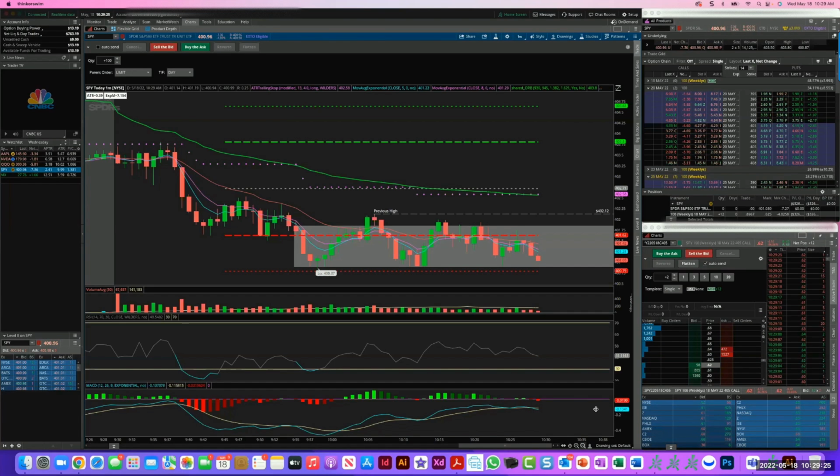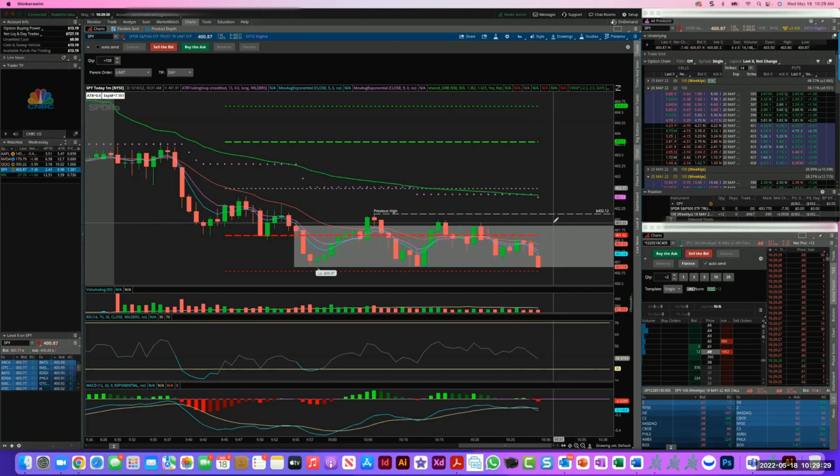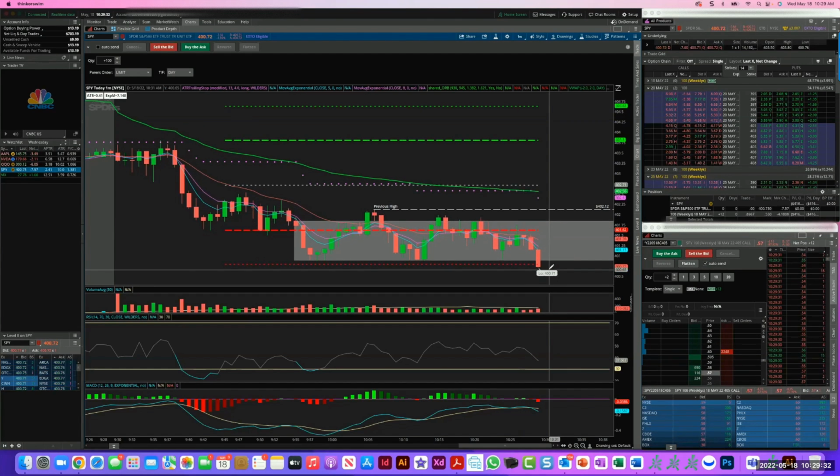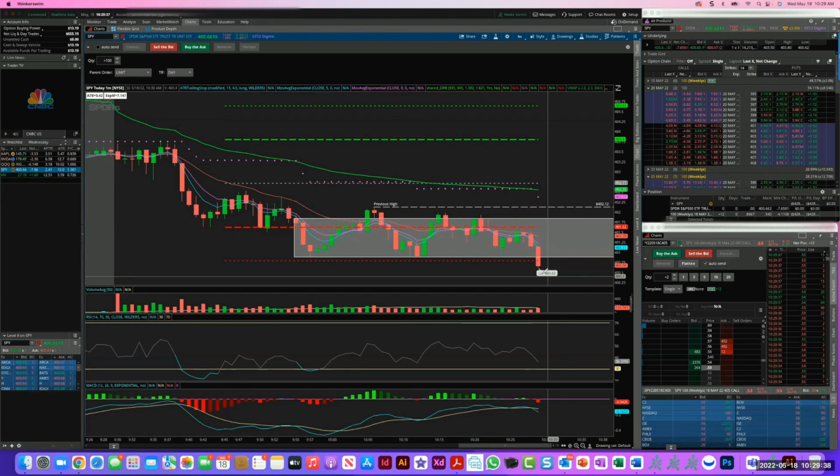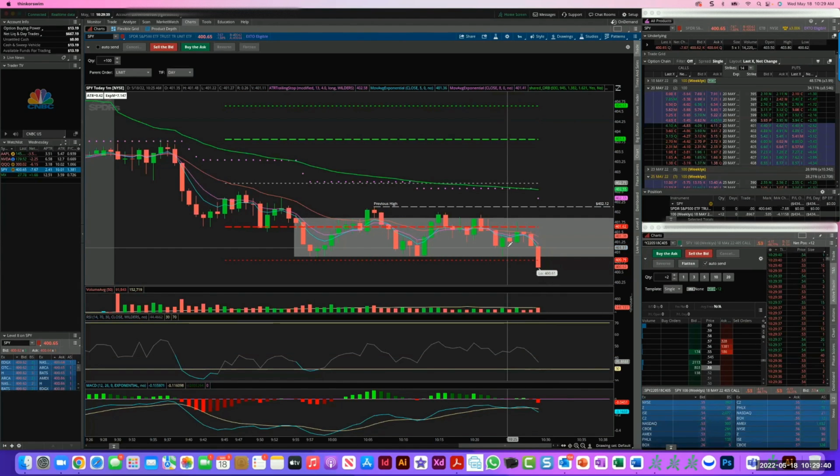We've got a climbing VIX. So again, look at VIX at 28.31 as a possibility. We just made a new low. So we're breaking out, but we're breaking out to the downside.